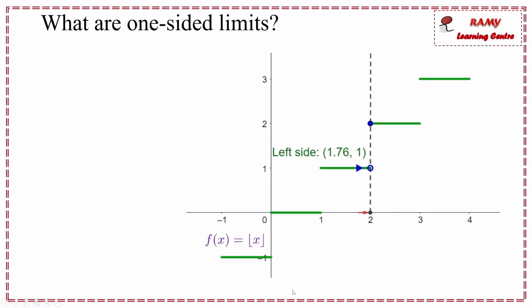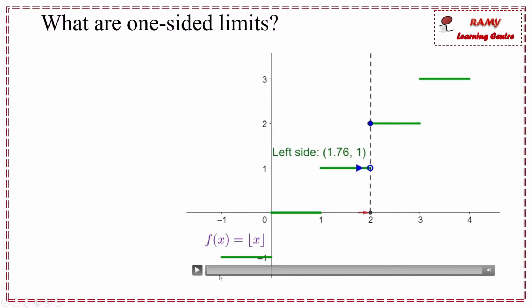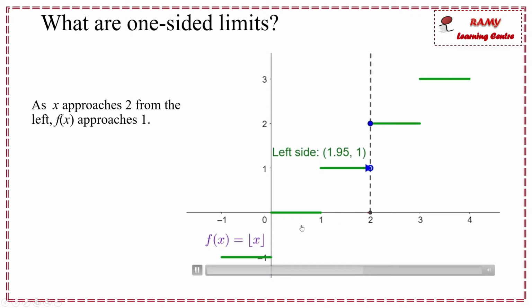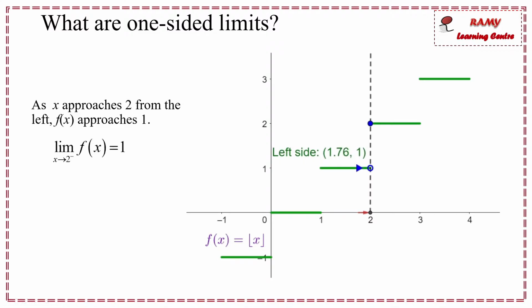We are now going to see how f of x behaves as x approaches 2 from the left. As x approaches 2 from the left, we find that f of x approaches the value 1. This x approaching 2 from the left, we are going to represent as 2 minus. So, limit x tending to 2 minus of f of x is equal to 1. 2 minus just indicates that x approaches 2 from the left.